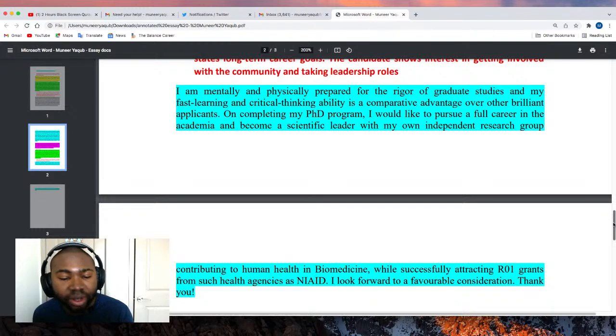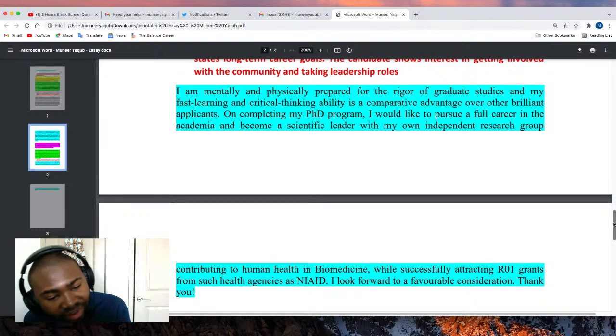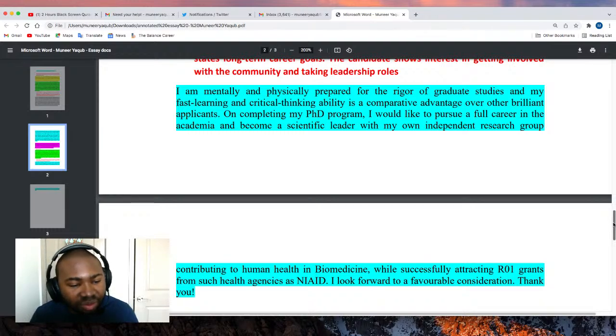Contributing to human health in biomedicine while successfully attracting R1 grants from agencies such as NIAID, whatever. So this last paragraph is basically, yes, I want to become a professor, right? And I want to become a faculty. I want to have my own lab where I can be mentoring PhD students and master students.